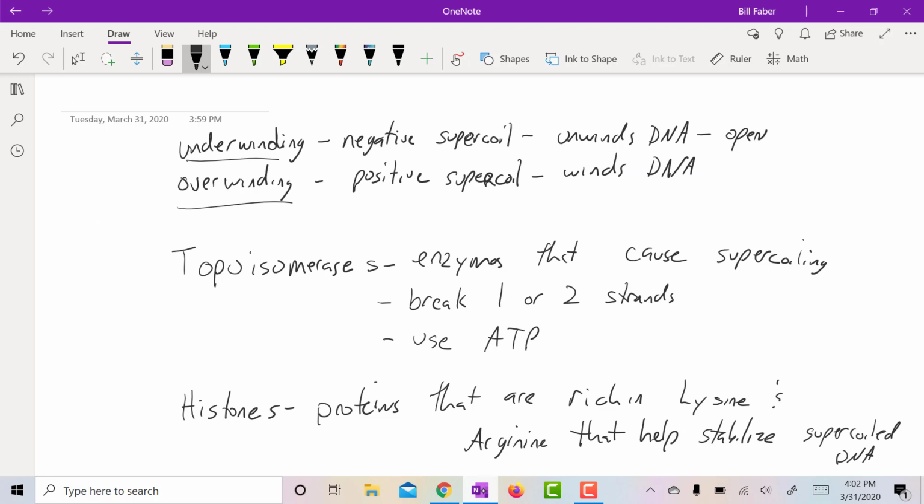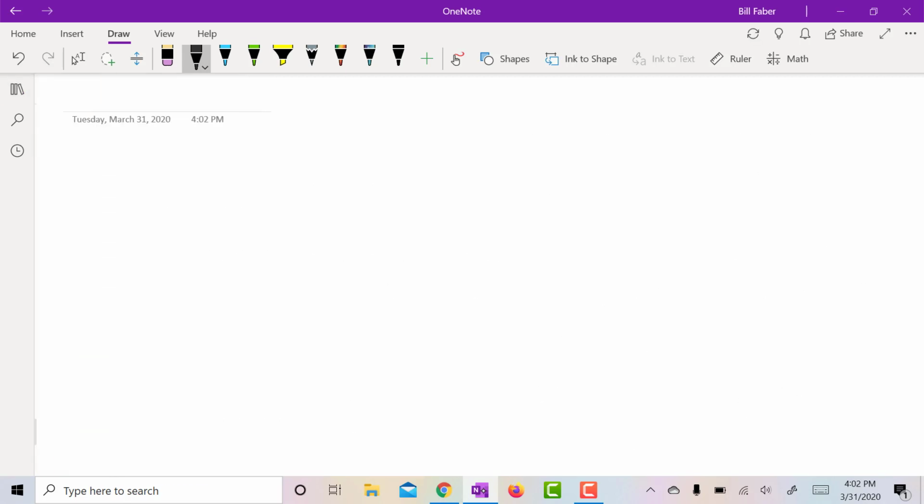And then so primary, secondary, tertiary, we got this wound DNA, these histones. By the way, you might want to make yourself a note. These are positive. That's why they're attracted to these. Why are they rich in lysine and arginines? Because those positive charges attract the negative DNA. Okay, that's important. And then the last one is quaternary structure.